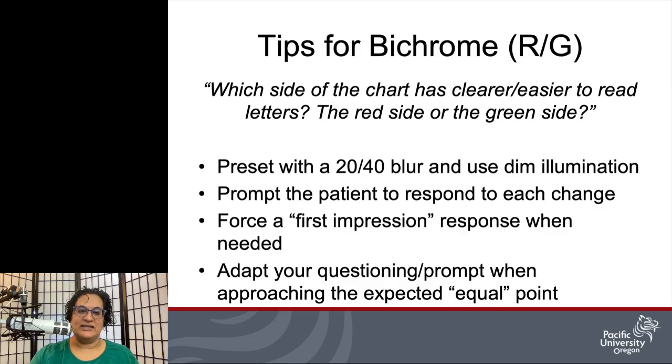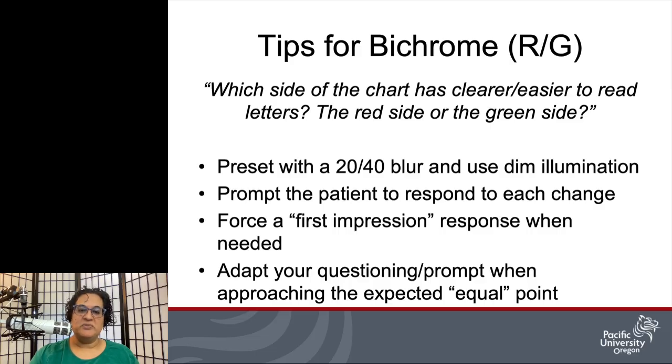spherical refinement. If you move into bichrome and the patient finds the chart too blurry to identify whether the red side or the green side is clearer, go ahead and add a click of minus, and at that point the patient should respond with the expected result of the red side being clearer to start with.